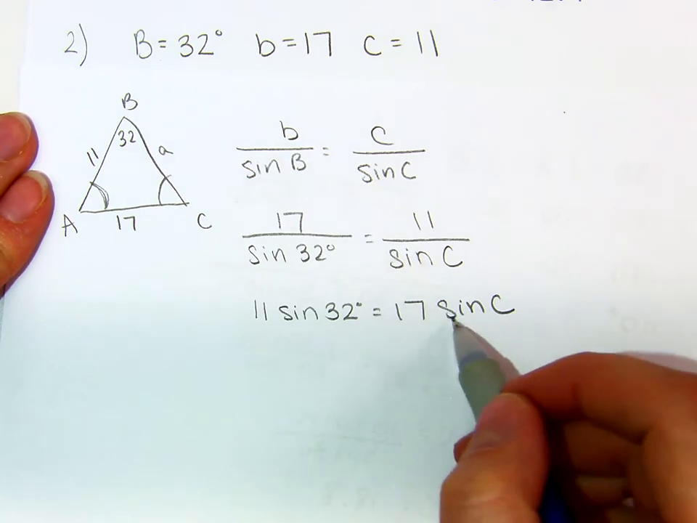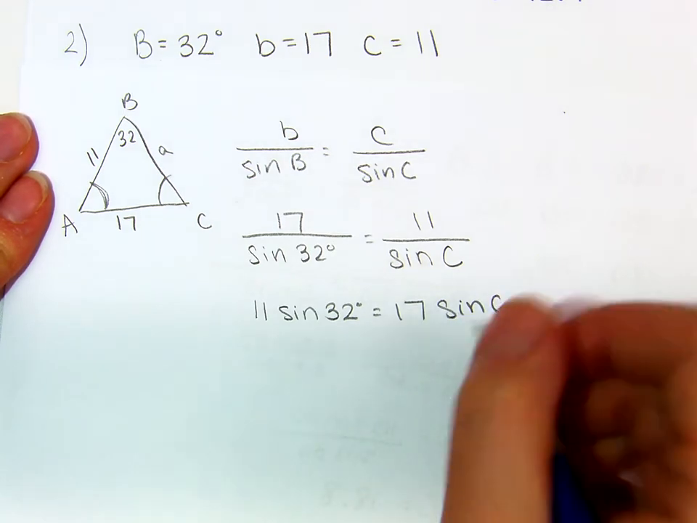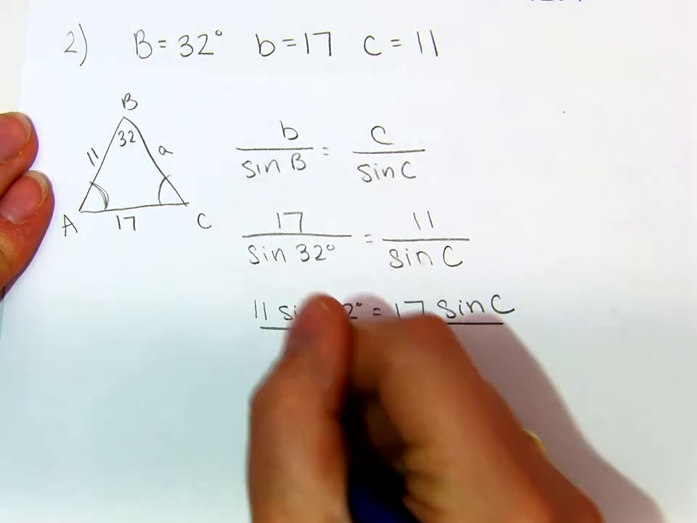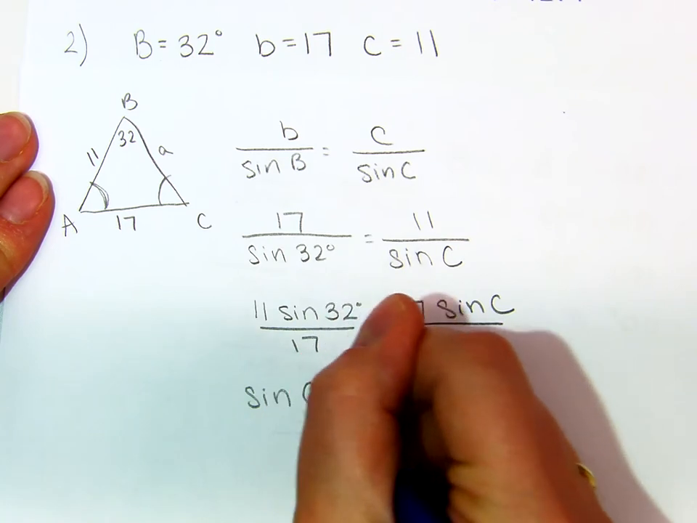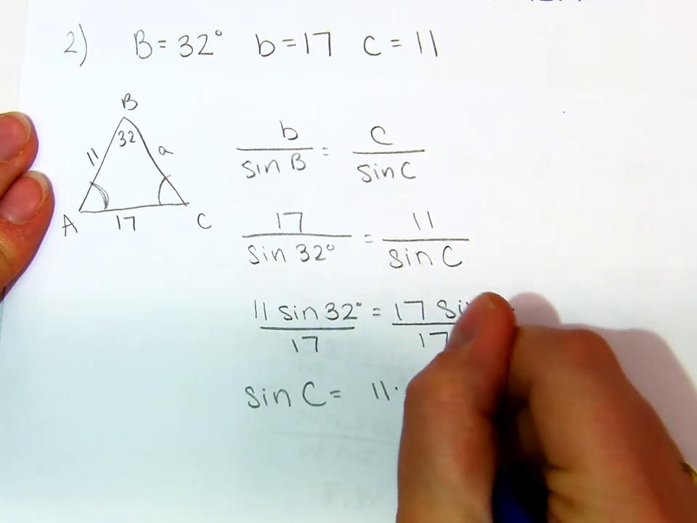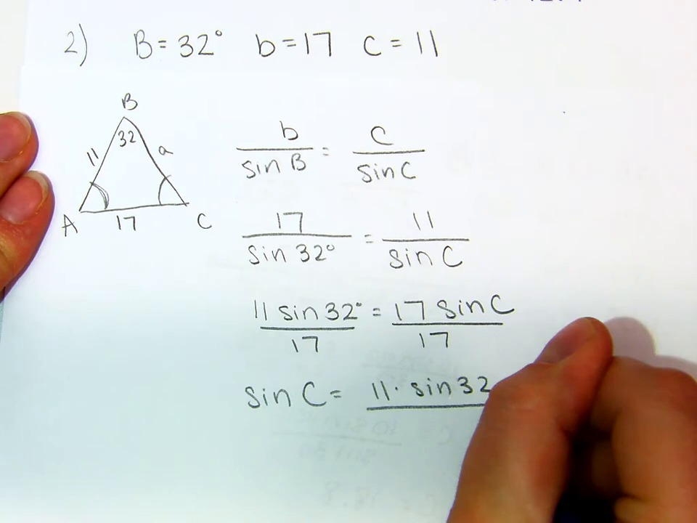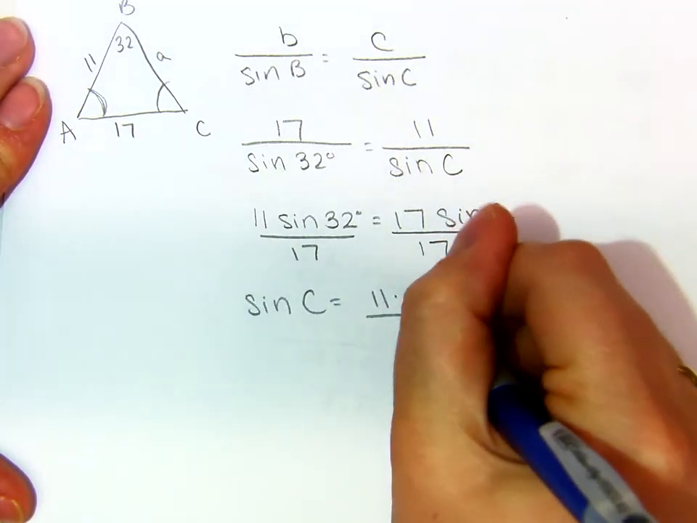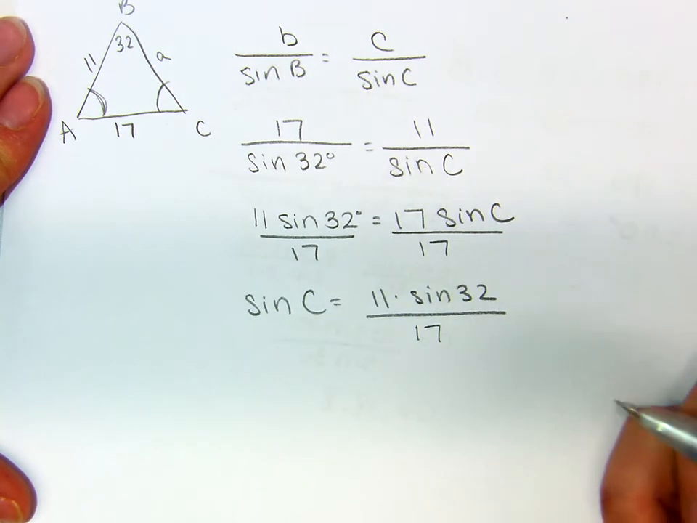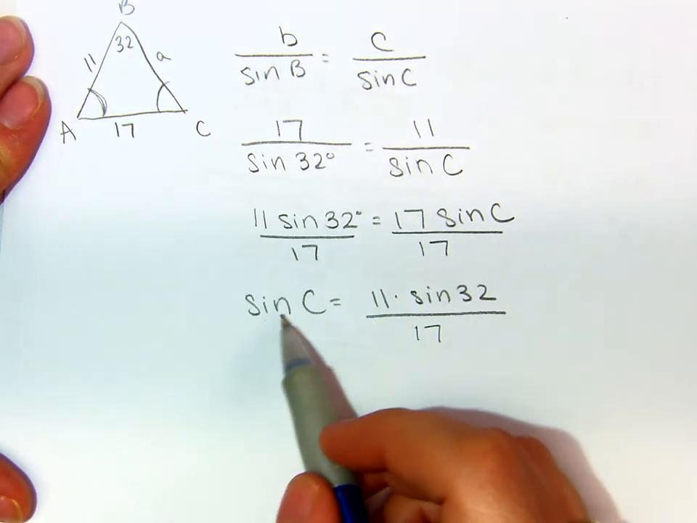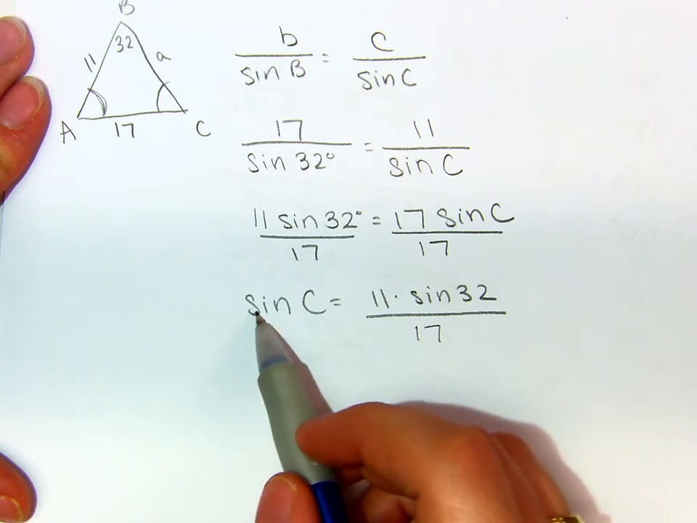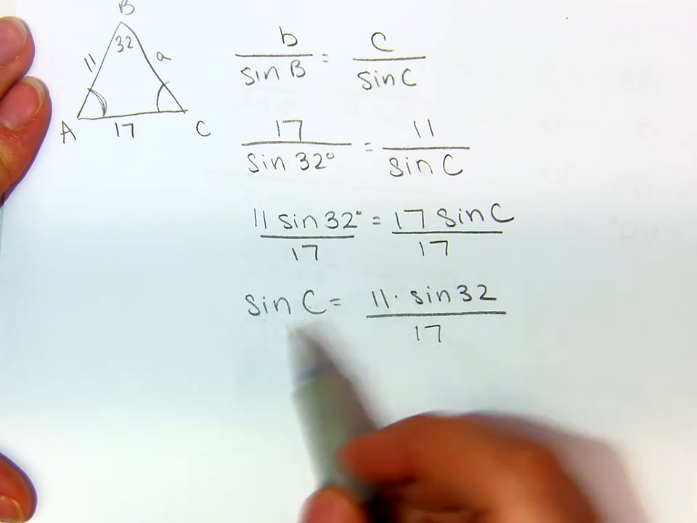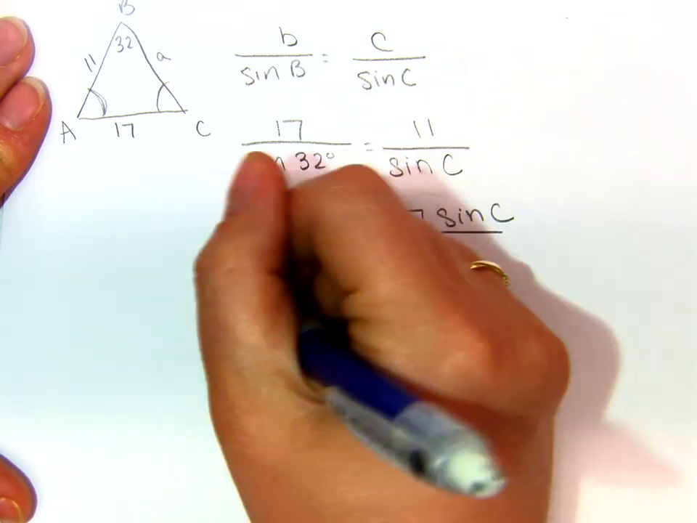You want to get sine of C by itself because sine goes with the letter C, so I can't get rid of the sine yet. So I want to divide by 17. So I'd have sine C is equal to 11 times the sine of 32 divided by 17. The only way to get rid of a sine is to use sine inverse. So I want to get rid of the sine because I want to find the value of C. I want to find the angle. So to do that, you have to do sine inverse to get rid of the sine.